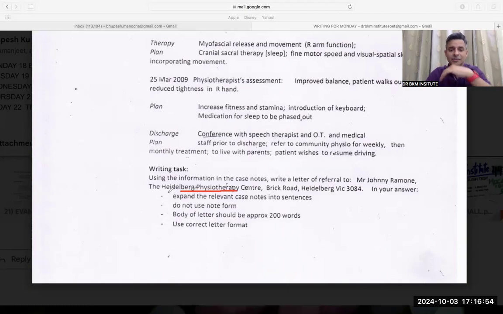So understand, Heidelberg is like, suppose if I say Elante, Chandigarh, anything, it means it's the name of a place. In foreign countries, we have suburbs. So Heidelberg is the suburb. In every suburb in the foreign countries, you will have a physiotherapy center, you will have a community health center, you will have private clinics, you will have their own government setup.